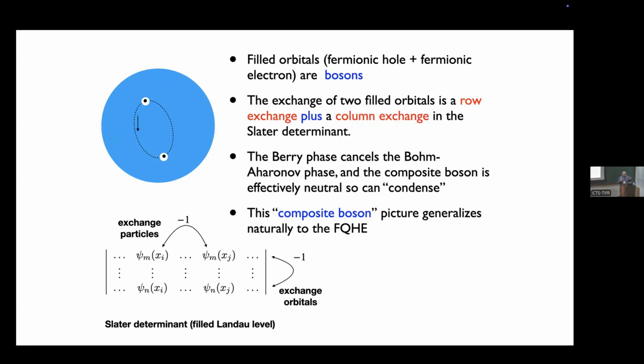In this case, in a Slater determinant, if I exchange 2 filled orbitals, I'm exchanging both the orbital and the particle. So I get a -1 for exchanging a row of the Slater determinant and -1 for exchanging a column. So it's obvious it's a boson, right?